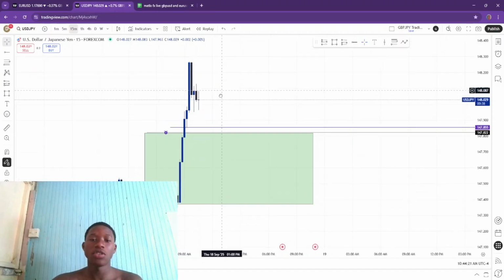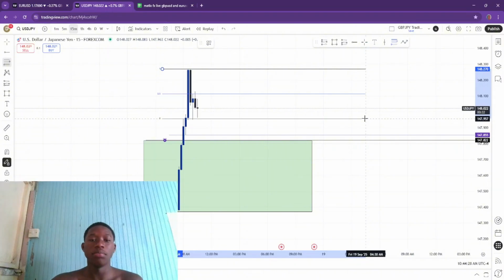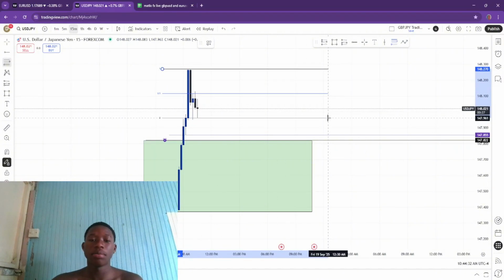Or close as a bullish candle so we could draw a new equilibrium zone for price. Simple. Up then down then up. Let's see what it does.